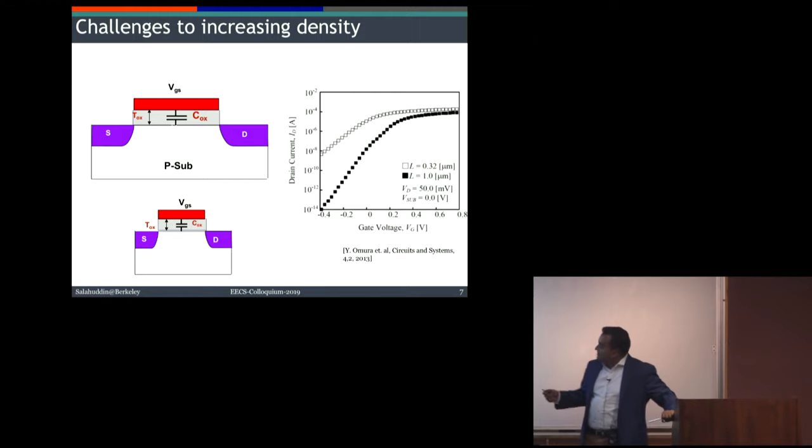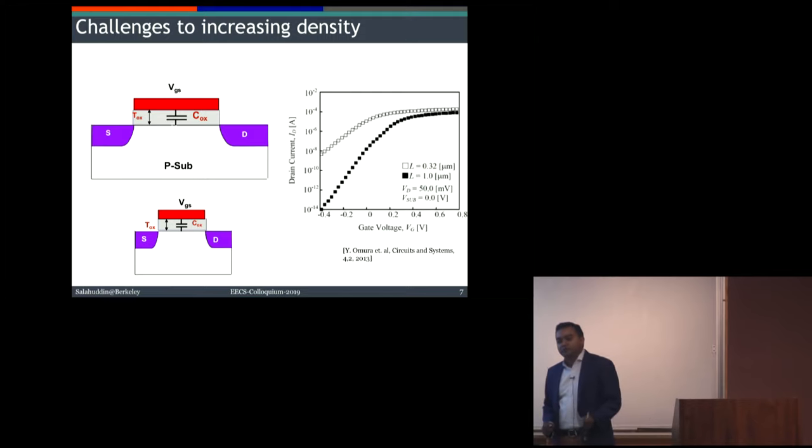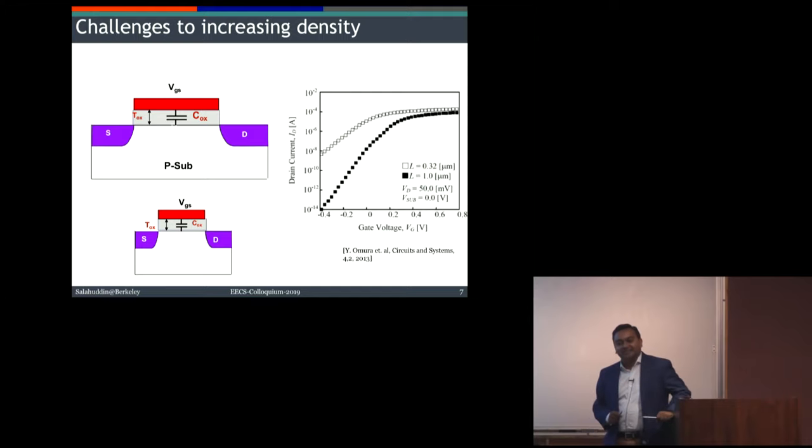This is shown in this data, where if you have a 1 micron channel length device, this is the off current, this is the on current. But if you go to 320 nanometers, the on current is slightly improved, but the off current has gone up significantly. In other words, you have lost the on-off ratio. So this is for 320 nanometers. Today, devices are around 18 nanometers in physical length. So if you followed this curve, you will hardly be able to see any on-off ratio, okay?